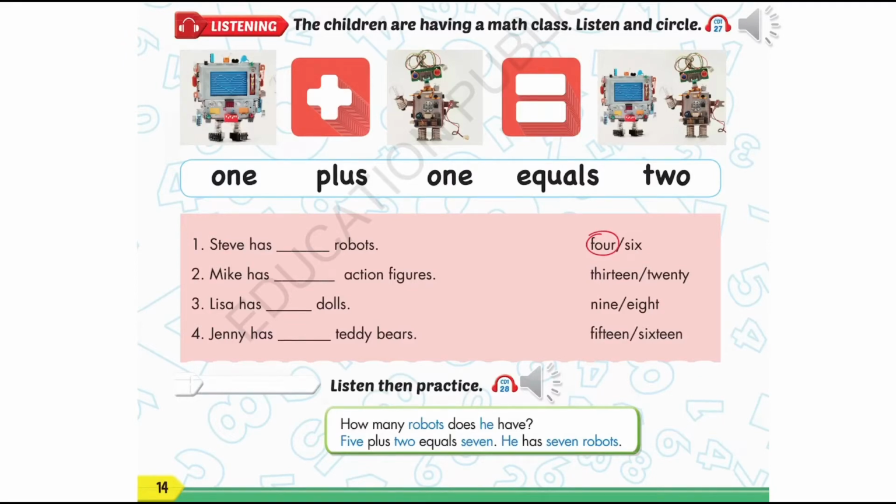Can you see the circle? This is an example. Now listen and circle.